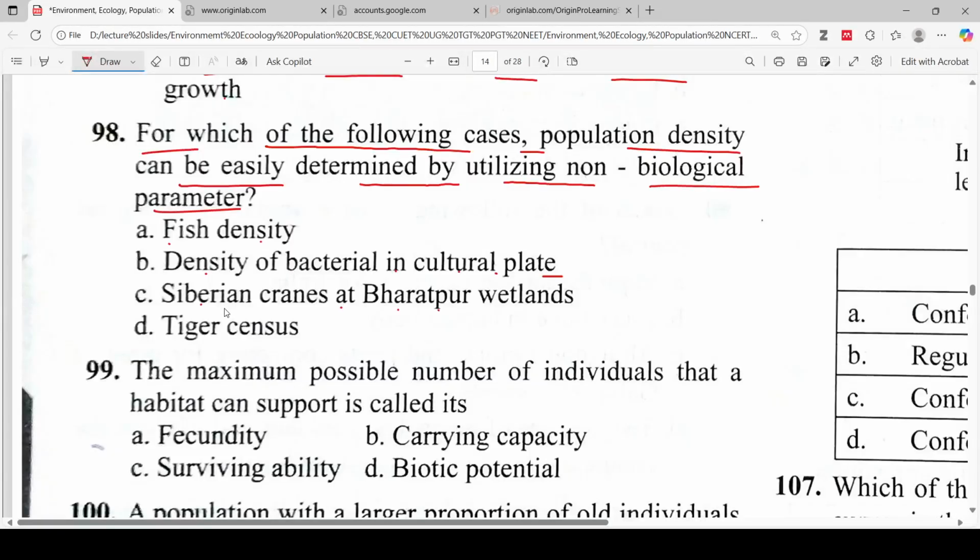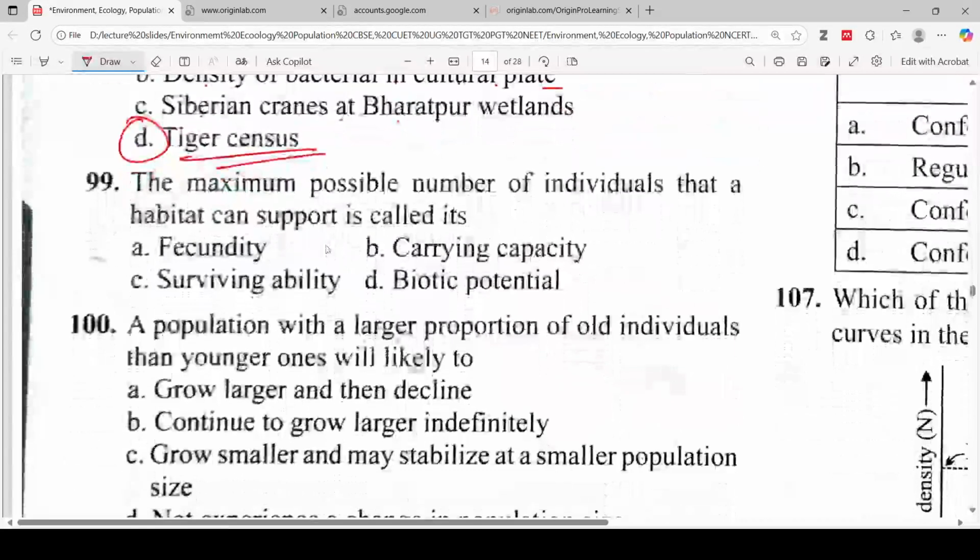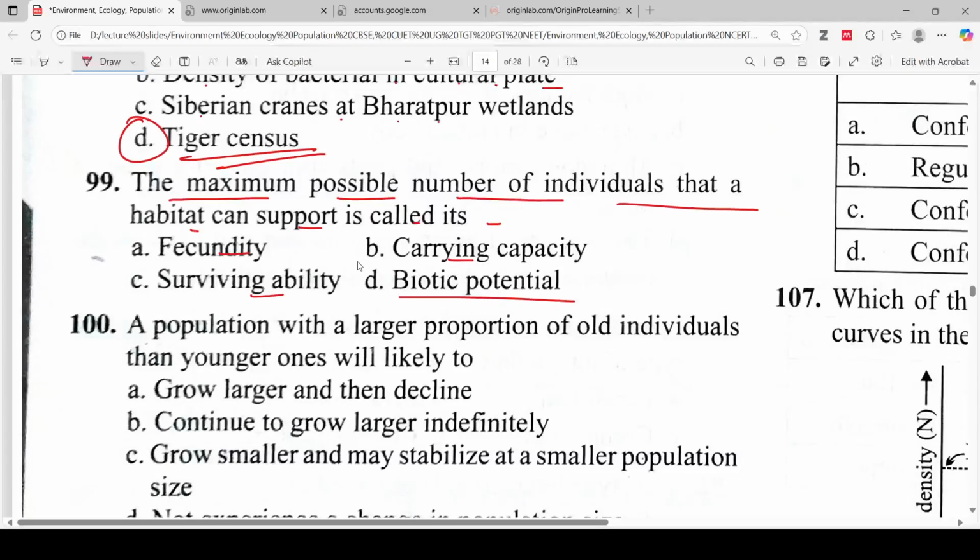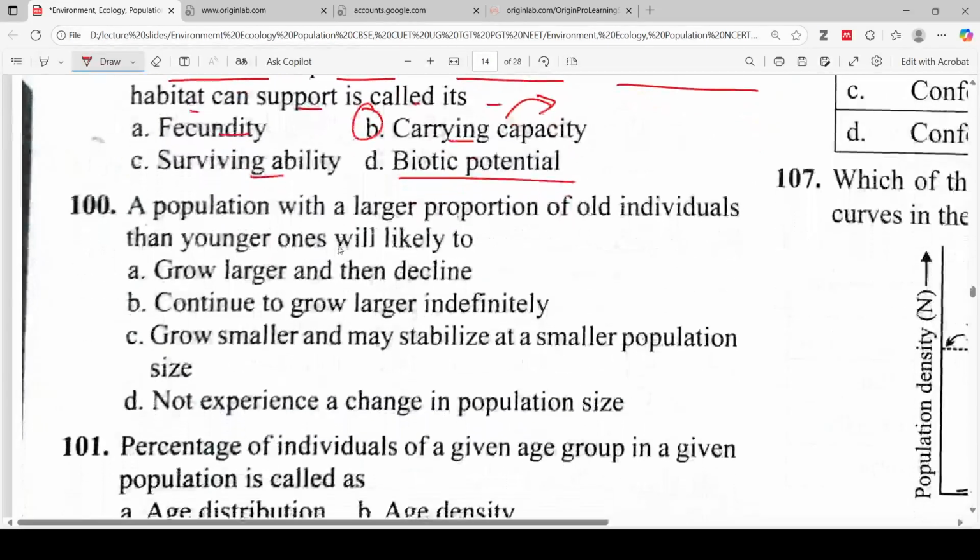So the correct answer will be option census. So next question, the maximum possible number of individuals that a habitat can support is called: fecundity, surviving ability, carrying capacity, or biotic potential. So the correct answer is option B. The maximum number of individuals that the resources of that habitat can support is called carrying capacity. Next question.